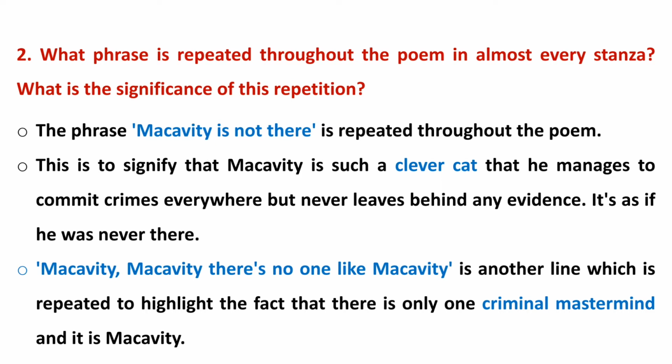Now look at the next phrase. The next phrase is "Macavity, Macavity, there's no one like Macavity." Why has the author used the words no one like Macavity? Because he is such a criminal mastermind. So that's why the author has used the phrase. It is another line that is repeated to highlight the fact that there is only one criminal mastermind, and that is Macavity.